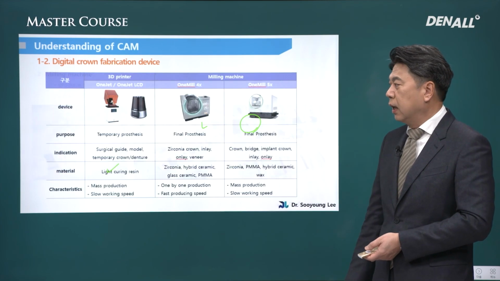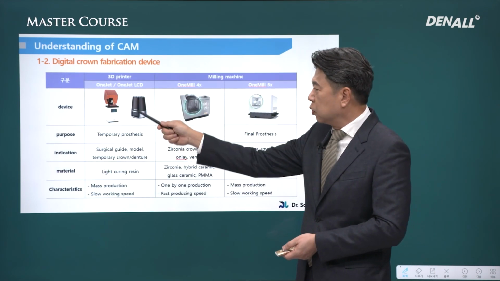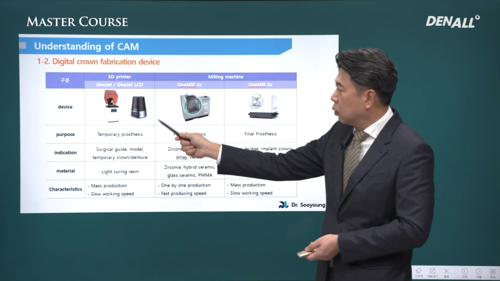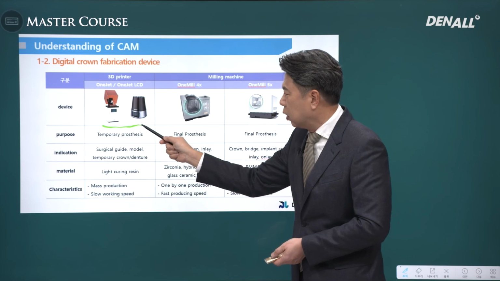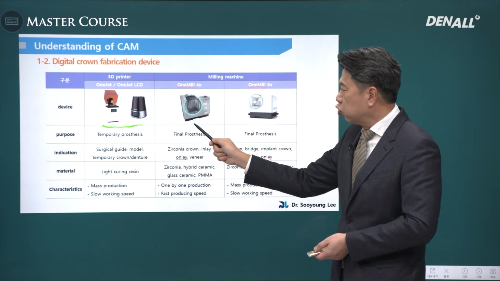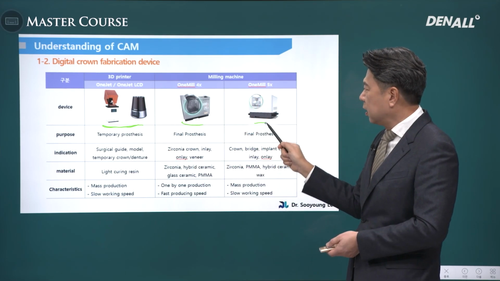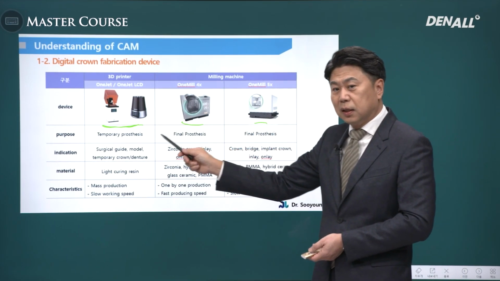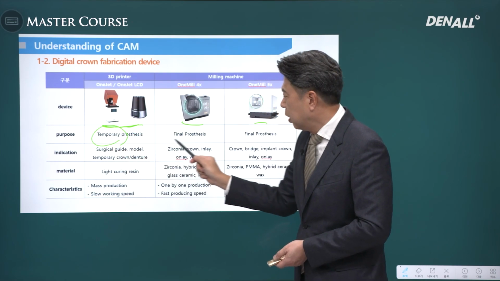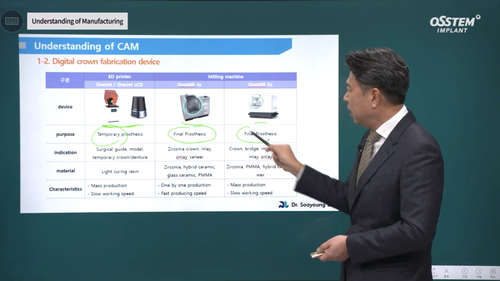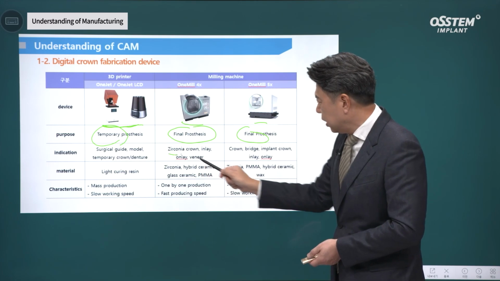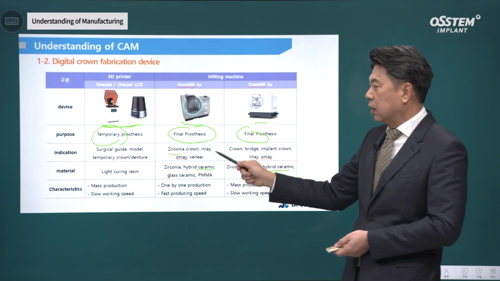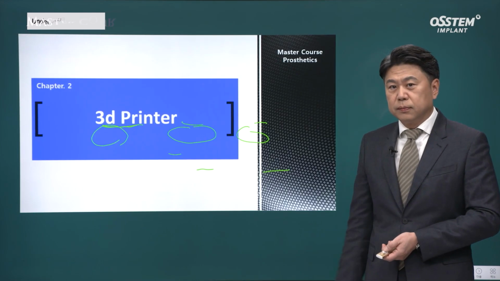This table shows the summary of Austin products. The 3D printers, these two, as I said before, and there are two types of milling machines, 4-axis and 5-axis. I will not go into the details. These are for temporary fabrication, and the milling machines are for final prosthesis. Zirconia, ceramic, or hybrid ceramic can be used.